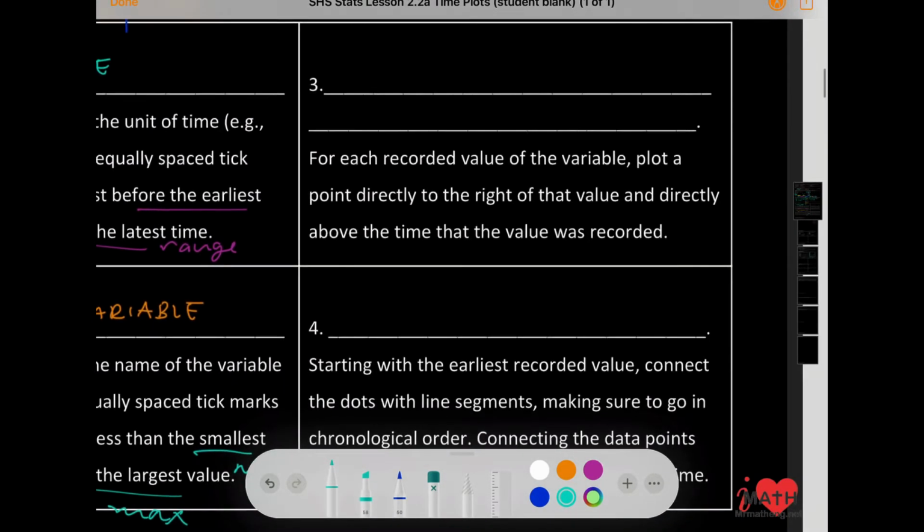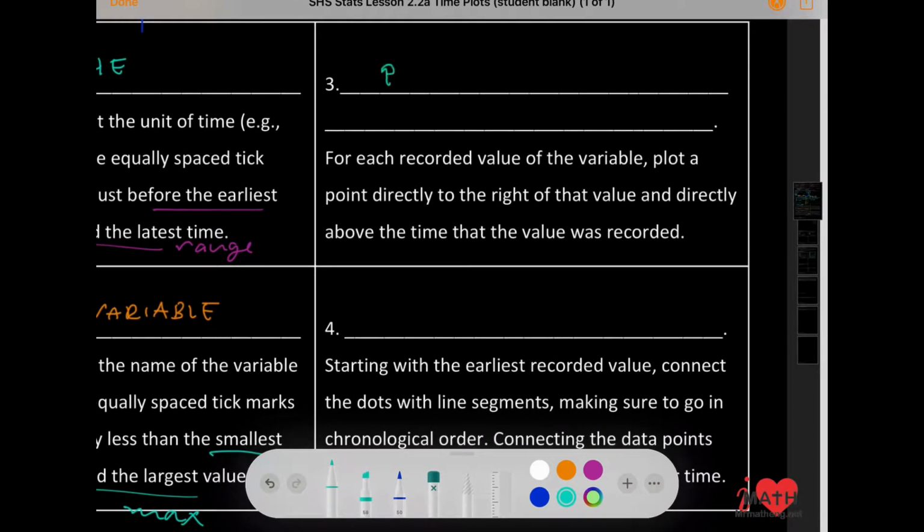Number 3, we can plot individual data points or data values, the ordered pairs. For each recorded value of a variable, plot a point directly to the right of that value and directly above the time that the value was recorded.